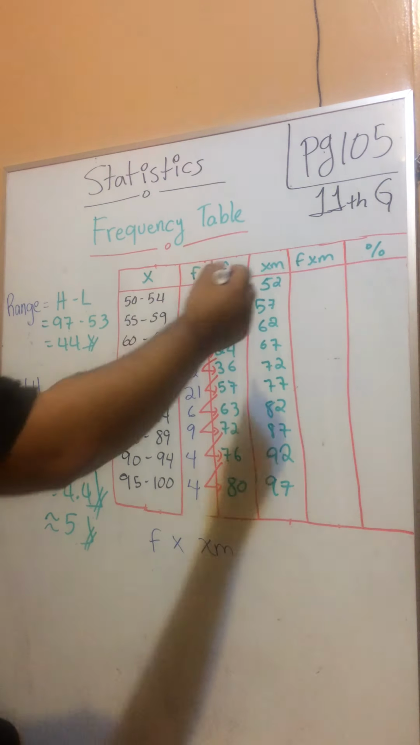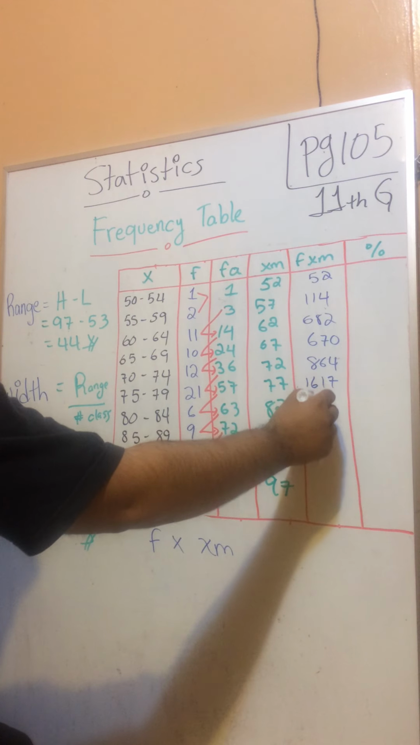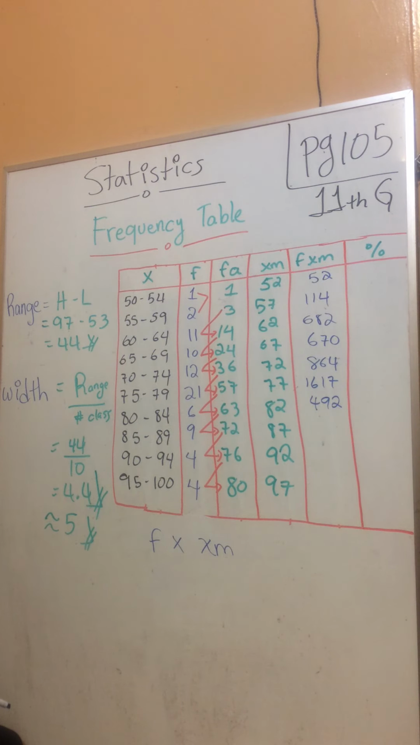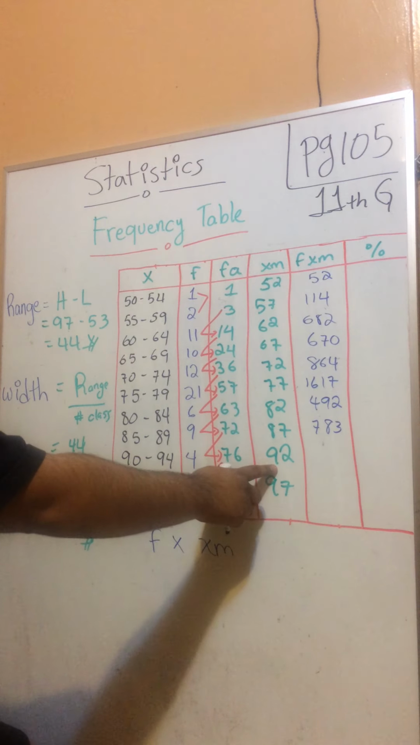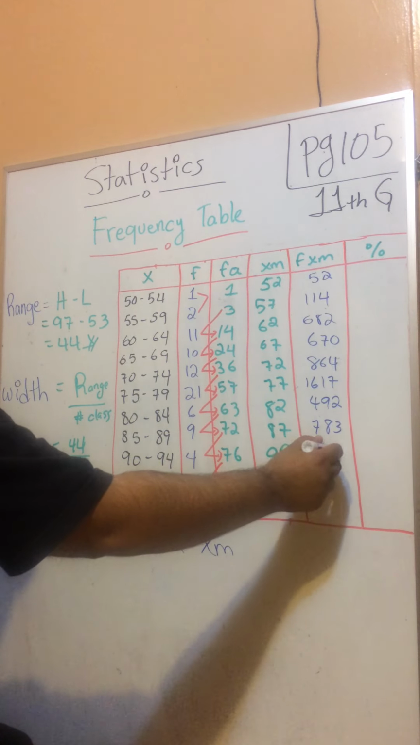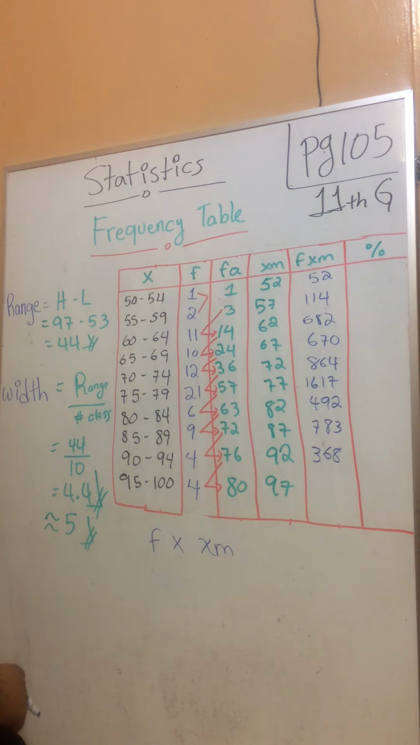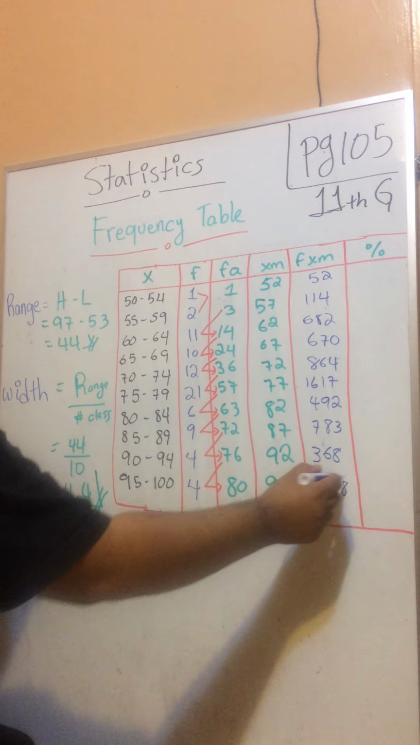We can do this on our calculators. I'm just copying right now. 21 times 77, 1,617. 6 times 82, 492. 9 times 87 gives us 783. 4 times 92 gives us 368. And 4 times 97, 388.